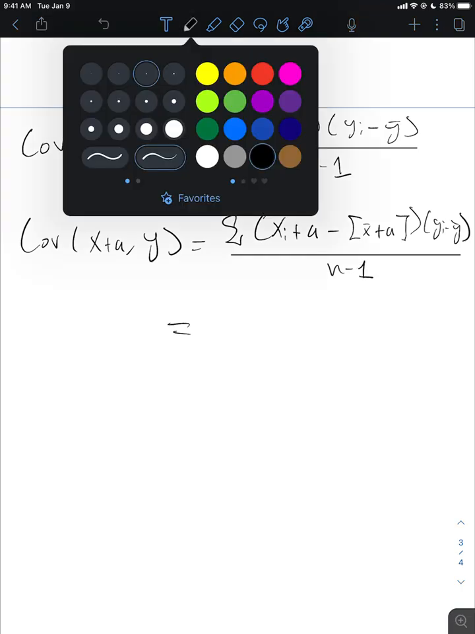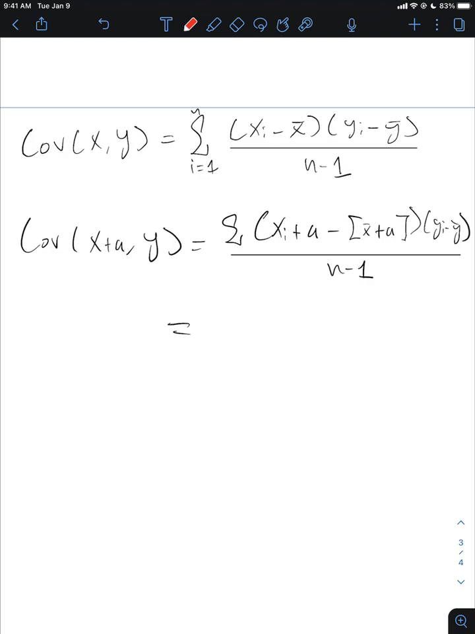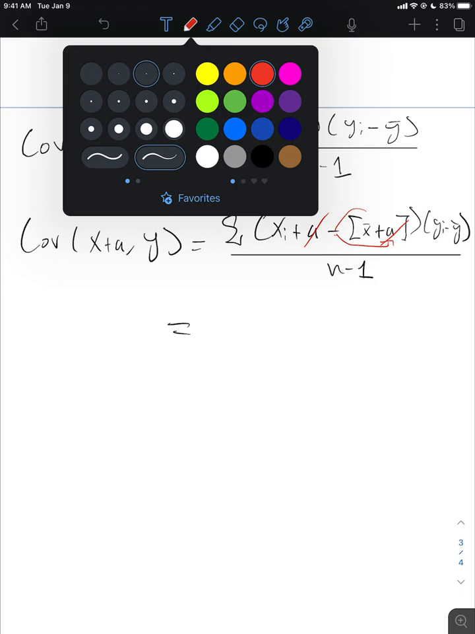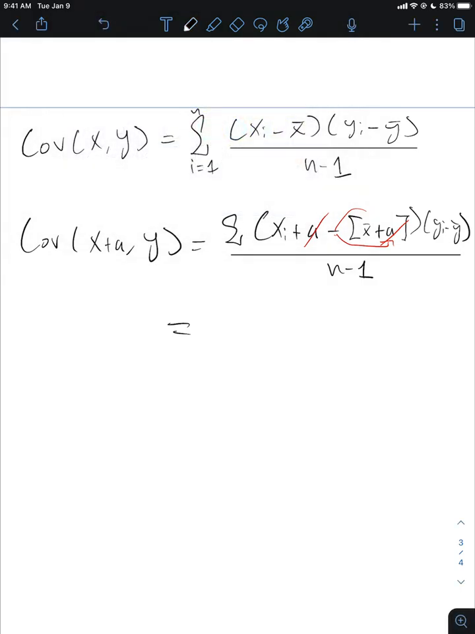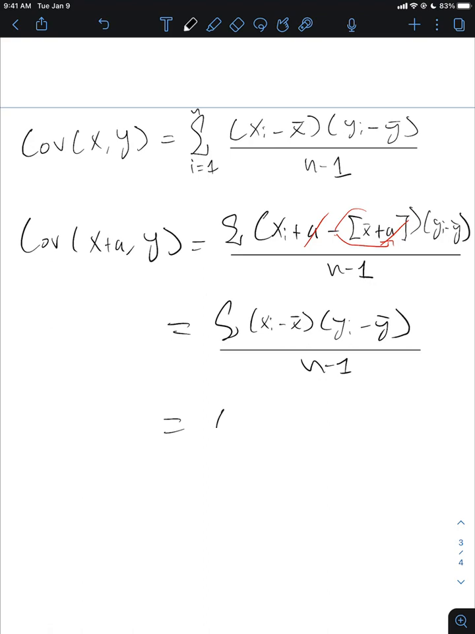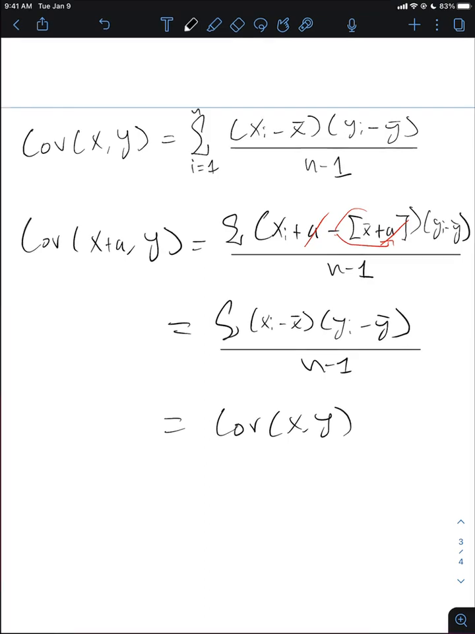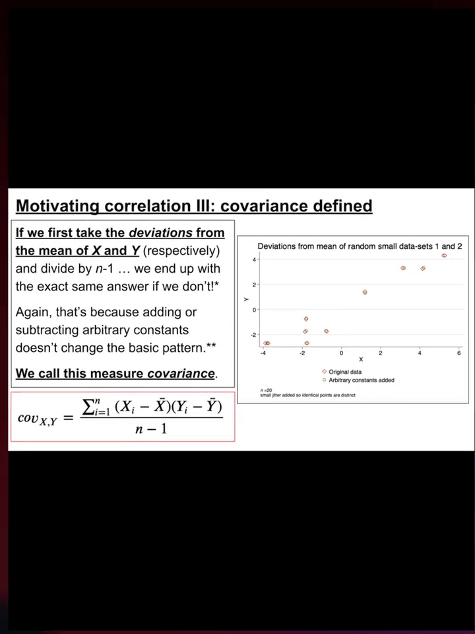So what happens here is that if we distribute this negative sign, we're going to have these two things. So this is a positive a and this is a negative a. These cancel out. And what we're left with at the end is just our original formula. So I'll just write that out one more time, even though it's somewhat tedious. Those two things cancel, and we just have our old covariance back. So the covariance is resistant to additive changes to one of the variables.